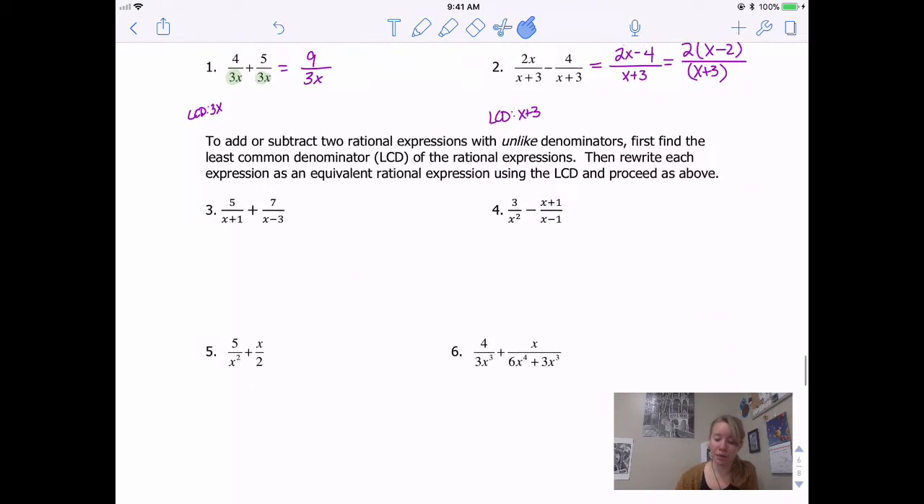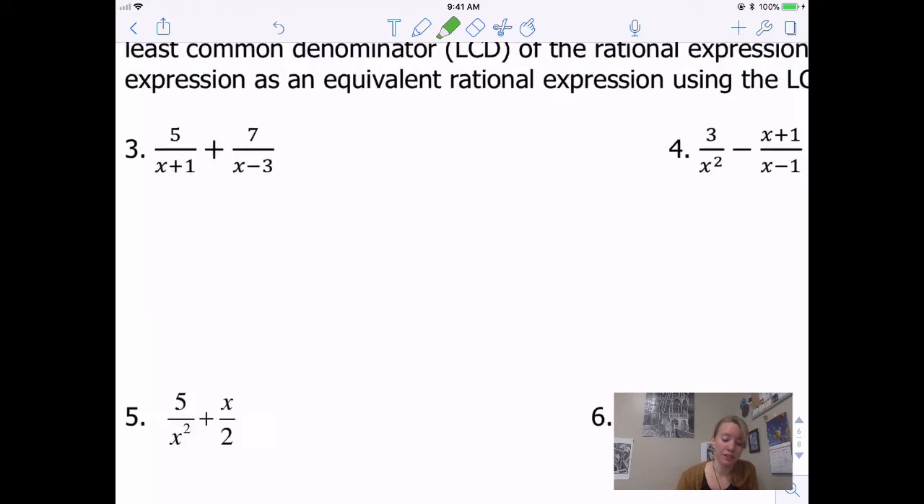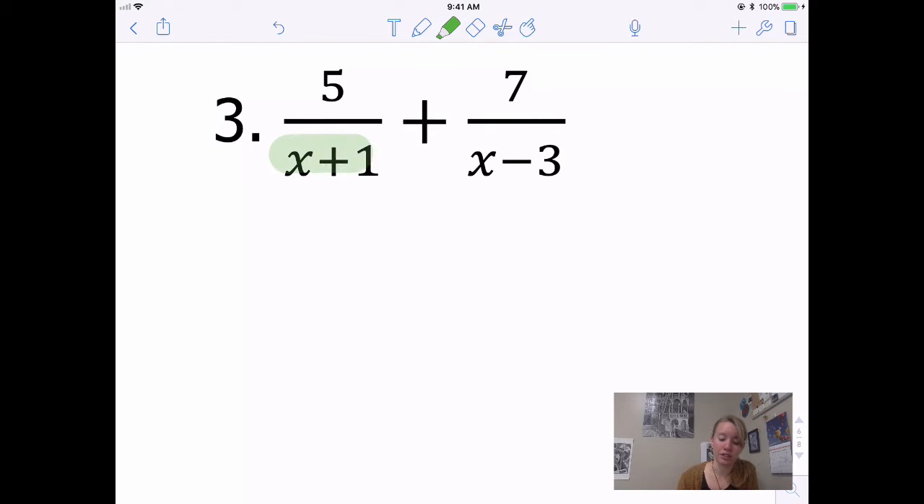So now we get to the more tricky stuff. To add or subtract rational expressions with unlike denominators, meaning I don't have an LCD, we find the LCD, and then we rewrite each expression as an equivalent rational expression using the LCD and proceed. So if I look at number 3, notice I don't have an LCD. x plus 1, I don't have an LCD. x minus 3.